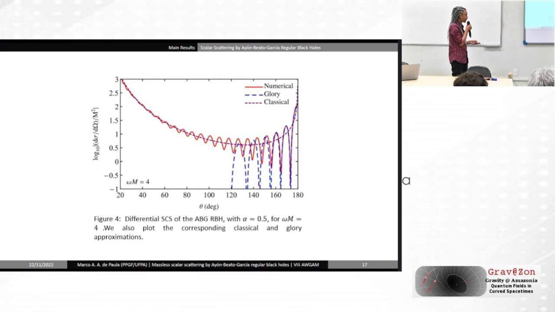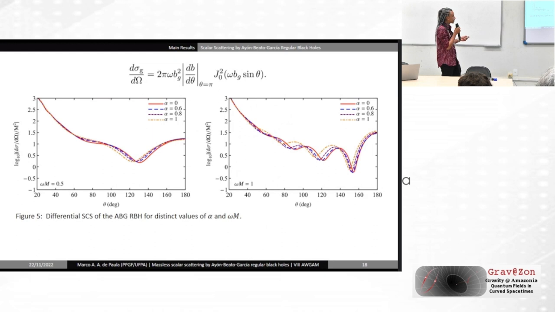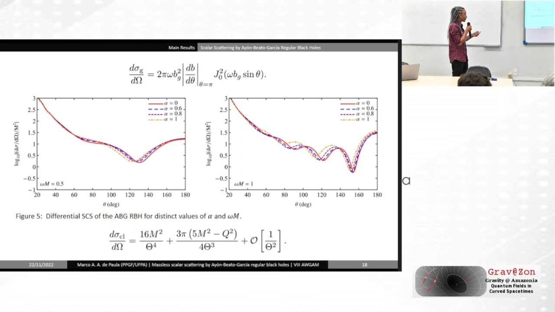So in figure 5, we exhibit the differential scattering cross-section of the ABG regular black hole for distinct values of alpha and the frequency. Looking first at this right panel here, as we increase the values of alpha, the interference fringe width increases. And as we decrease the values of omega, here we have omega equals 1, and here omega equals 5, we see that the interference fringe width also increases when we decrease omega. This can be anticipated from the behavior of the Glory approximation, for which the interference fringe width is inversely proportional to omega and b_g.